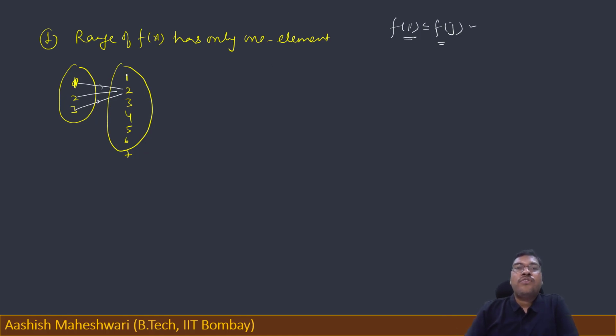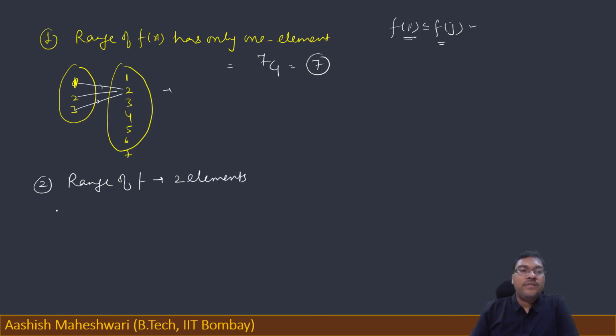So what is the total number of functions of this type where the range has only one element? In how many ways can you select one element out of these 7? There will be 7C1 ways, or you can say 7 ways. So there will be 7 functions of this type where the range has only one element. Now if you take the second case, the range of f has 2 elements.